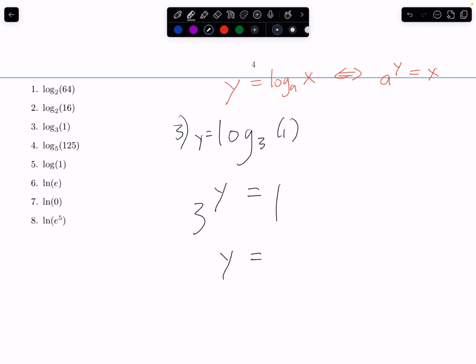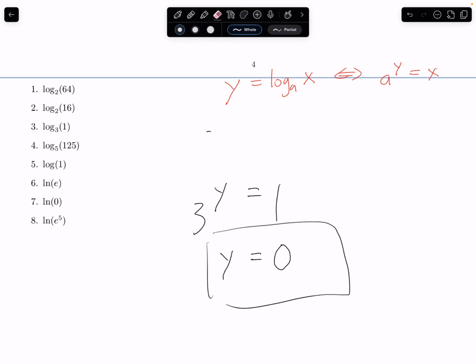Well then, what's going to give me 1? It's going to be 0, right? Anything to the 0 power is 1. And this brings up a general principle. Anytime the argument is a 1, the logarithm is going to pop out as 0. Because the only thing that's going to give me a 1, if my base is anything except 1, and it cannot be 1 because we said earlier it's not allowed to be 1, is 0. So there it is. Number 3, done. Okay, moving right along.